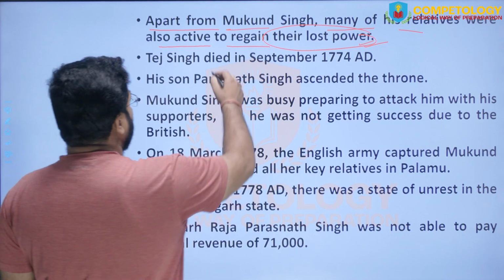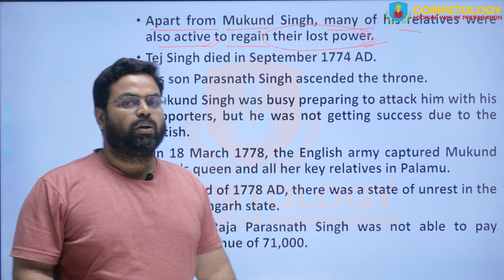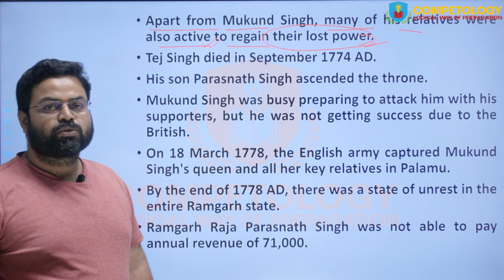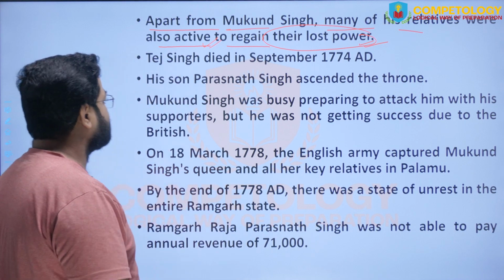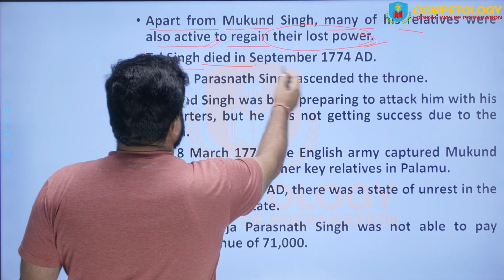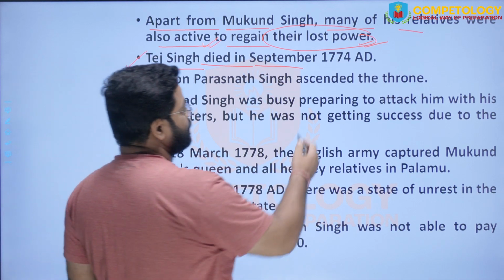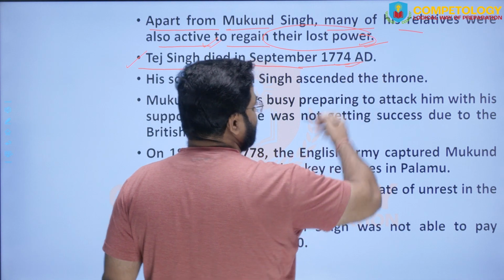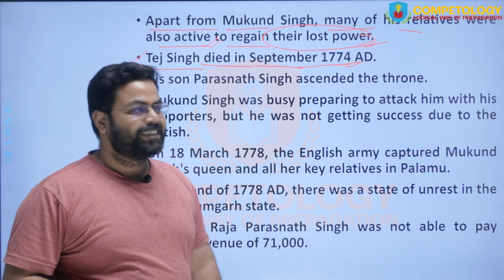So they all had lost their position also. His relatives had also lost their position. So they sided with Mukund Singh to gain their lost power and authority in the region back. But Tej Singh died in the meantime in September 1774. So he had done too much, but he was unable to enjoy the fruits of his treachery, right?